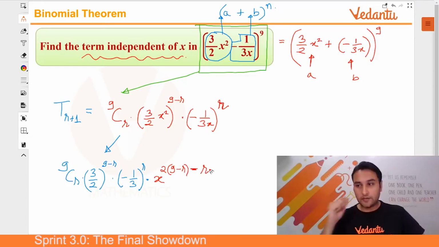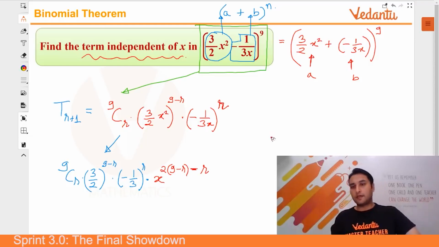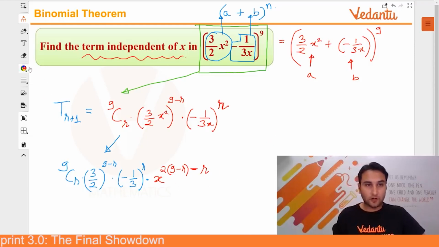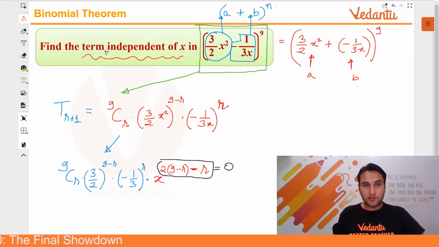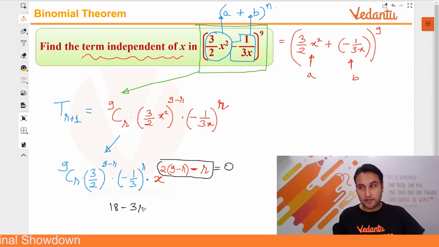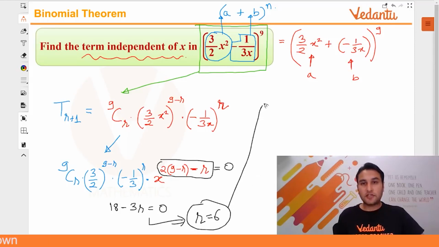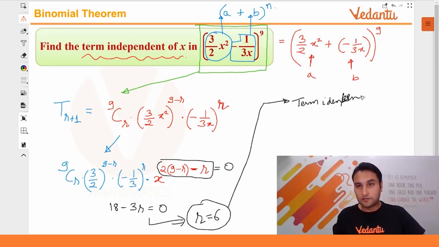Agree? 2 times (9 minus r) कितना हो जाएगा minus r, which will be, now focus on the power, you have to make it equal to 0. You want to make it equal to 0 because term independent of x, x की power 0. तो कितना आ गया आपके पास? 18 minus 3r is equal to 0, implies r कितना आ जाएगा आपके पास, 6. So which term is independent of x? Term independent of x is the seventh term.